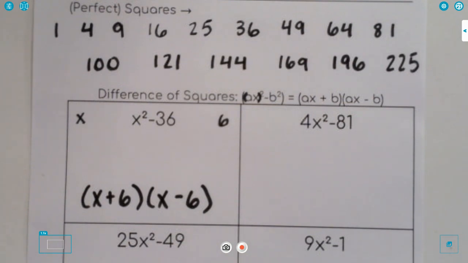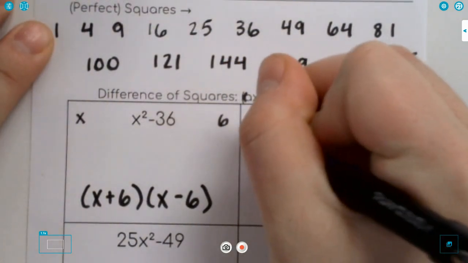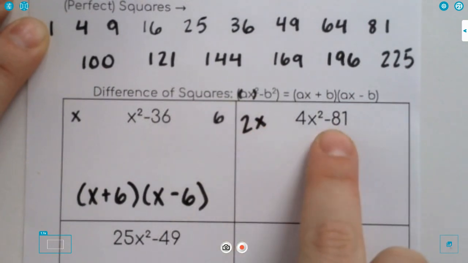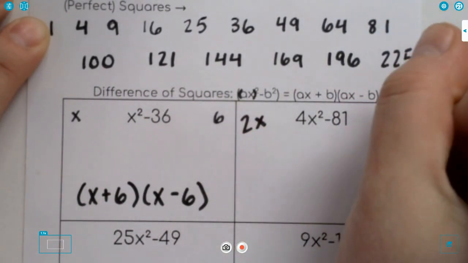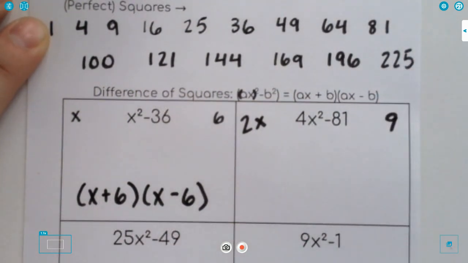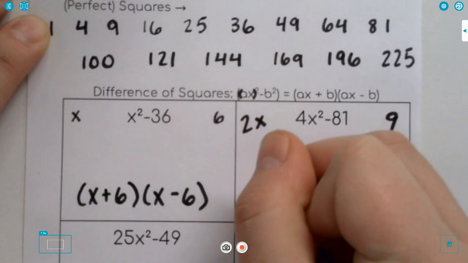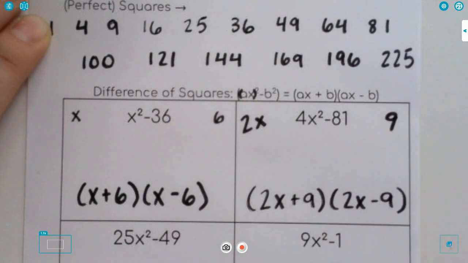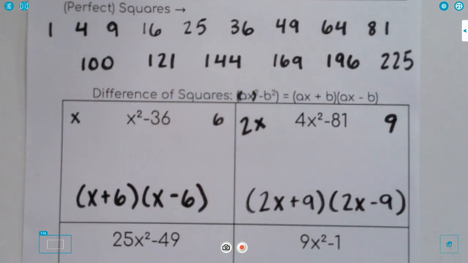Okay, the next one, we've got 4x squared. What number times itself is 4? 2. And then x times x is x squared. So in this one, my first piece of my answer is going to be 2x. And then 81 is 9 times 9. So my answer in this one is going to be 2x plus 9 times 2x minus 9. One's always got to be plus, one's always got to be minus. You could technically do the minus one first and then the plus one. I've never met someone that's done that, but it's not technically wrong.